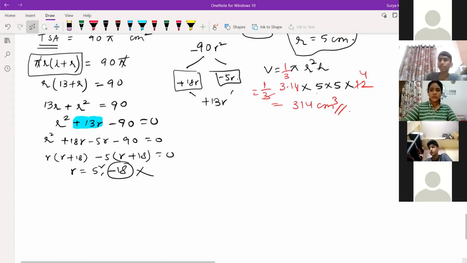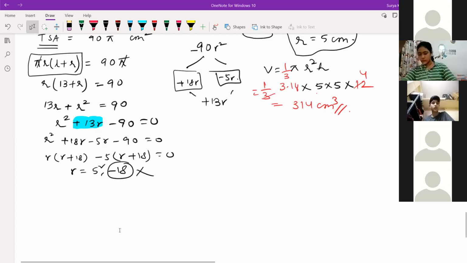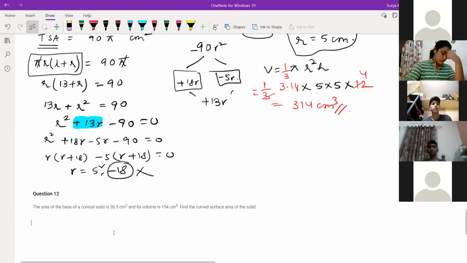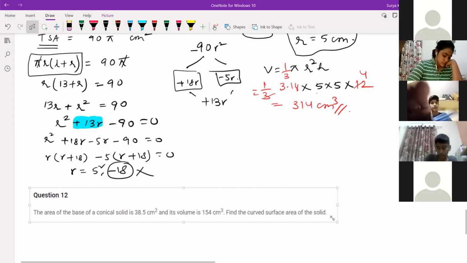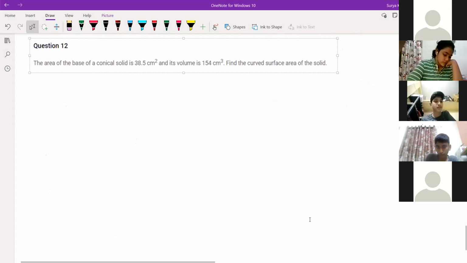So question number 12 is like this: the area of the base of a conical solid is 38.5 centimeter square, and its volume is 154 centimeter cube.